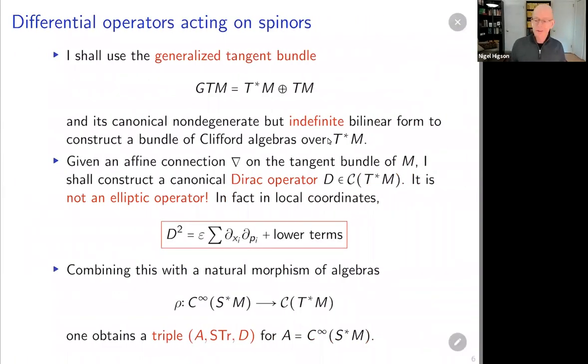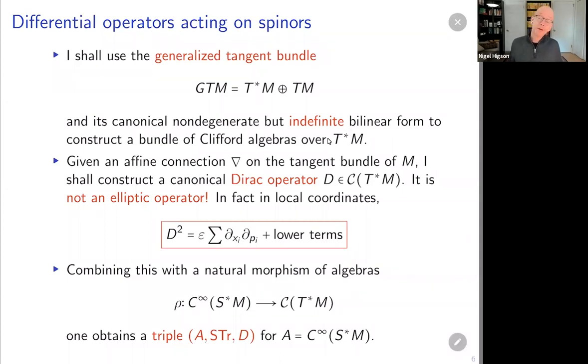Well, it's to talk about index theory, so there'll also have to be spinors of some sort and Clifford algebras and so on. So I'm not actually going to be talking about scalar differential operators, but operators acting on the sections of a certain Clifford algebra bundle built out of both the cotangent bundle and the tangent bundle. So I'll form what the geometers call the generalized tangent bundle, which is just the direct sum of the cotangent bundle and the tangent bundle. This is originally over M, and I'm going to pull everything back to T star of M, and then I'll be looking at differential operators there.